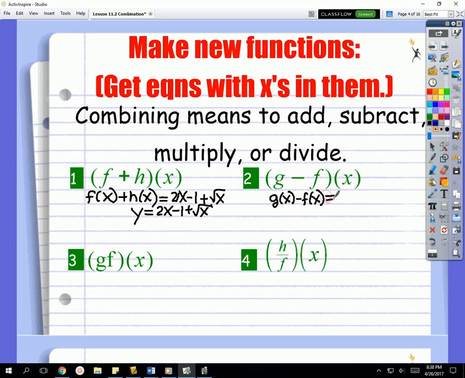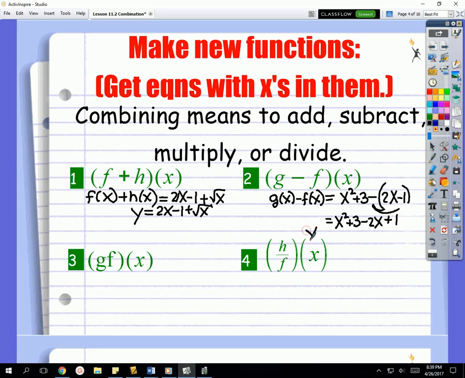I'm going to take the g of x equation that's given on the paper, and that's x squared plus 3. I'm going to subtract. Now, when you're subtracting, you better put in parentheses before you write down the 2x minus 1 part for f of x, because you're going to need to distribute that negative sign, and you don't want to mess it up. So that's going to be x squared plus 3 minus 2x. And remember, minus and negative 1 would turn over to plus 1.